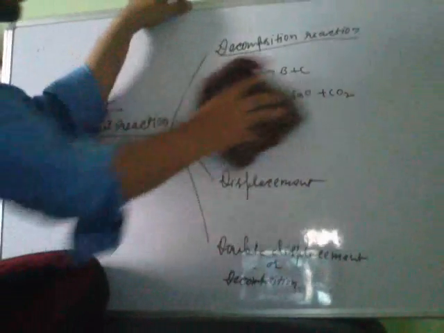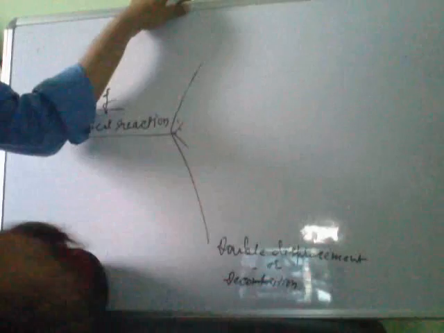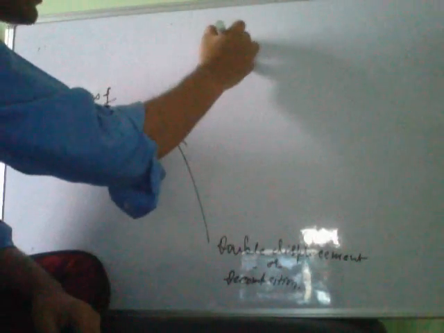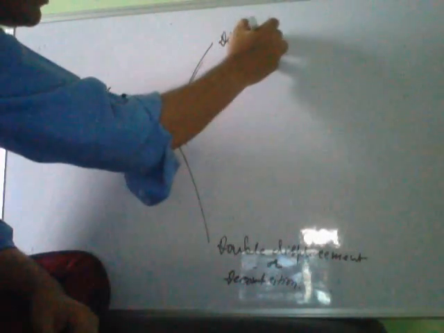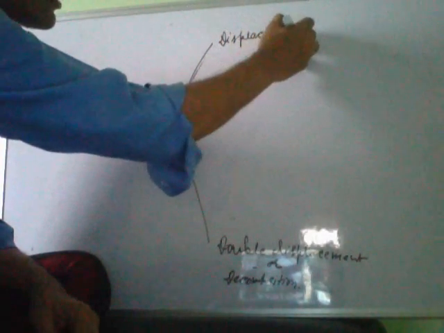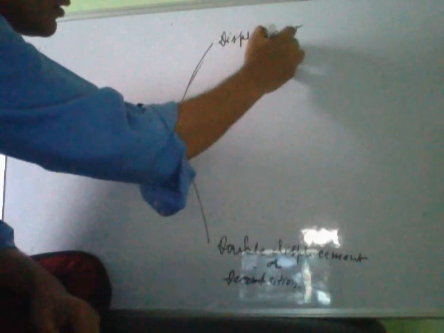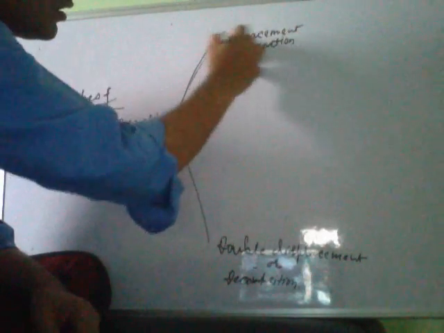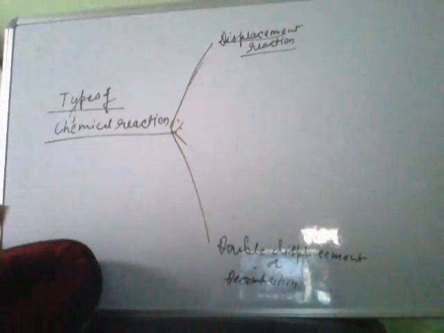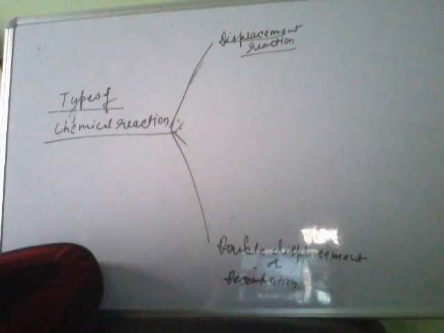When you are coming to the displacement reaction, it is a little important, because we have to study the reactivity series as well. So the next heading will be the displacement reaction. Displacement reactions are also of two types. First one is metal displacement, and another one is non-metal displacement, right?